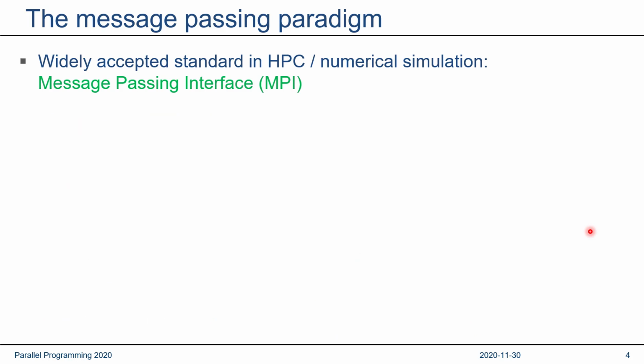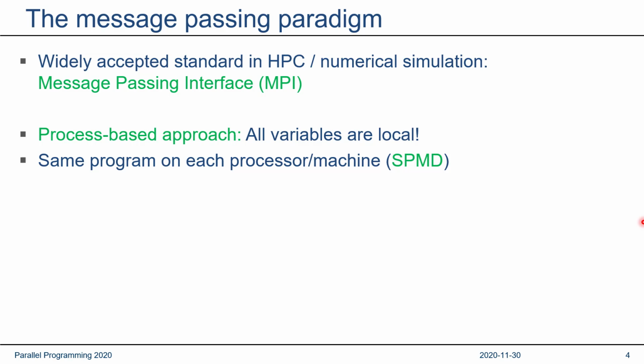The widely accepted standard in high-performance computing and numerical simulation is the message passing interface, or MPI. MPI follows a process-based approach. Actually, it's not strictly necessary if you look into the standard that MPI tasks are processes, and the standard chooses a particular wording, but for the time being, we can imagine an MPI program consisting of several processes, which means, since we're dealing with processes, all variables are local. There's no concept of shared memory as we have it in OpenMP.